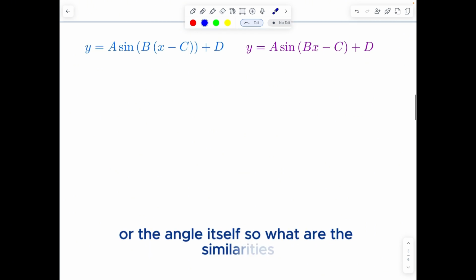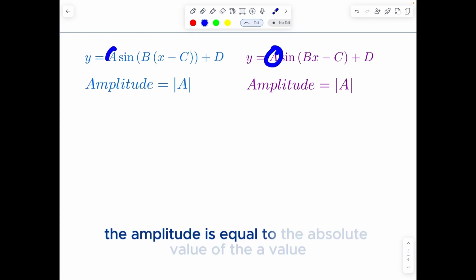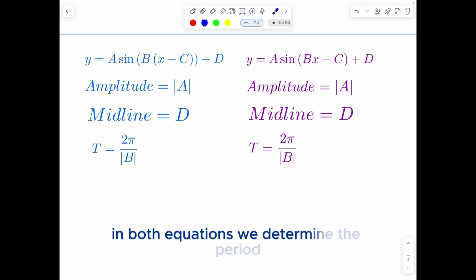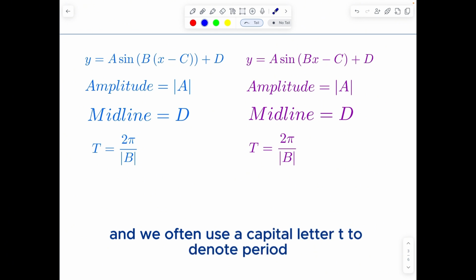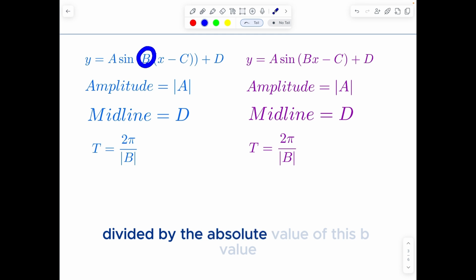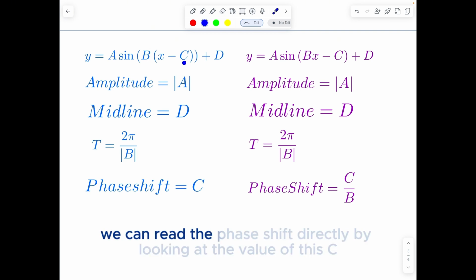So what are the similarities? In both forms of the equation, we simply read the a value. The amplitude is equal to the absolute value of the a value. And in both equations, we determine the midline by looking at the d value. In both equations, we determine the period, and we often use a capital letter T to denote period. We determine the period by taking 2 pi divided by the absolute value of this b value. Now, phase shift is where things change a bit. On the left in the blue, we can read the phase shift directly by looking at the value of this c.